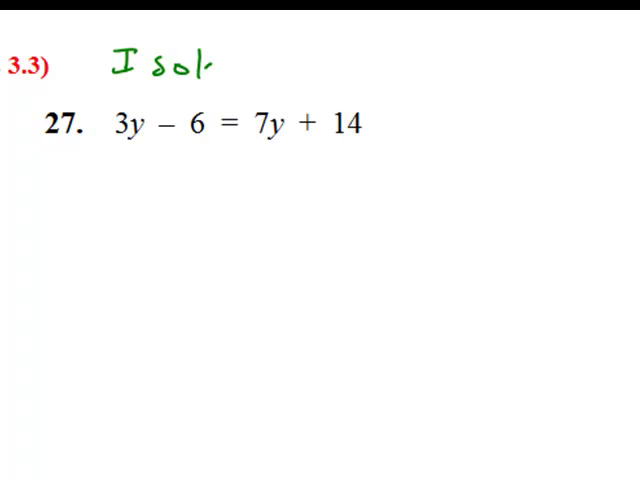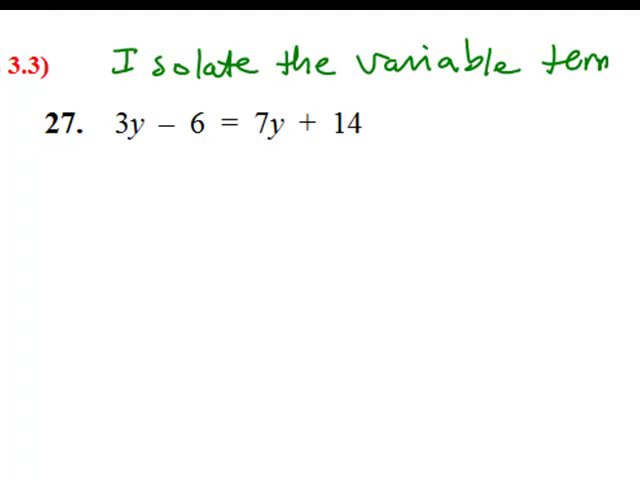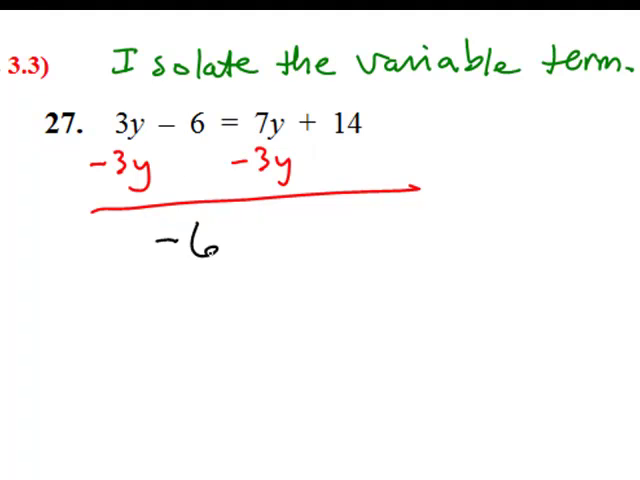Isolate the variable term. And that means that we make our focus the variable terms first. And I'm going to do so here by clearing one of them. Let's clear the 3y by saying minus 3y, adding its opposite, minus 3y. What we get from that here is 0 and then just negative 6 equals 4y plus 14.